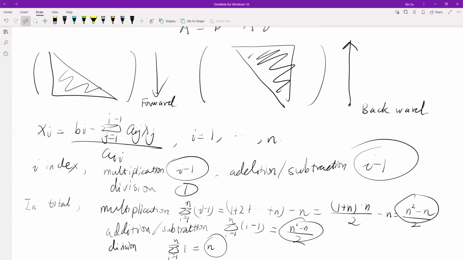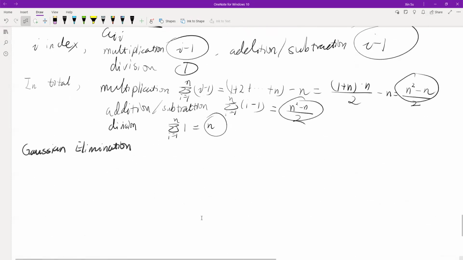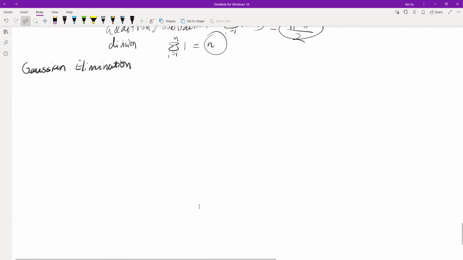Of course, you can calculate the A inverse, but once again, it takes a lot of time to calculate that A inverse. So we better use Gaussian elimination to get the solution of AX equals B. That is the linear system of equations, and we are going to solve this linear system of equations.